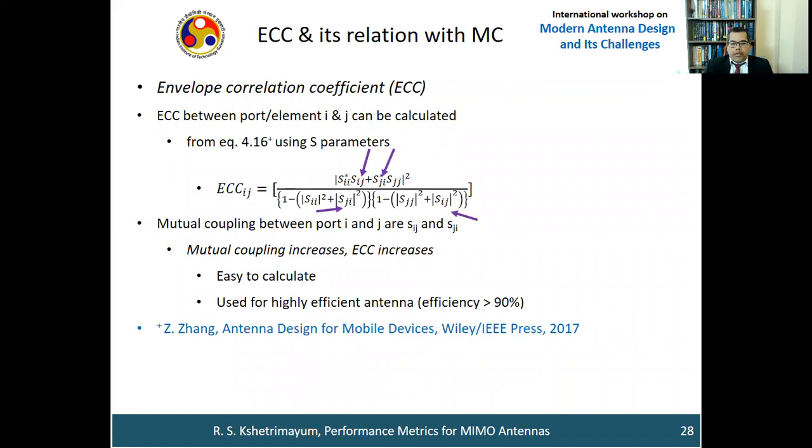Point to be noted here is that this formula is applicable only for highly efficient antennas, efficiency greater than 90%. So many of the antennas don't have that kind of efficiency. For example, consider microwave antennas, which are among the most popular antennas. Most of the time, a microstrip antenna has efficiency lesser than 90%.